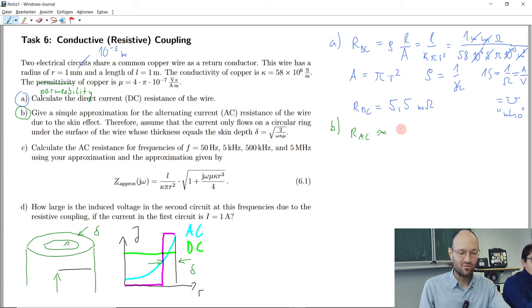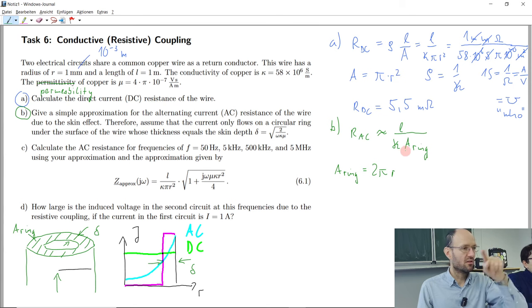We could just try to use the same formula as before. So length divided by kappa and divided by some cross-section area. But what cross-section area do I need to use? Here it was the full cross-section of the circular wire. And here, the current is flowing in this cross-section area, which I could call the area of the ring. So how can I calculate the cross-section area of this ring? 2 pi r. So 2 pi r would be the total circumference.